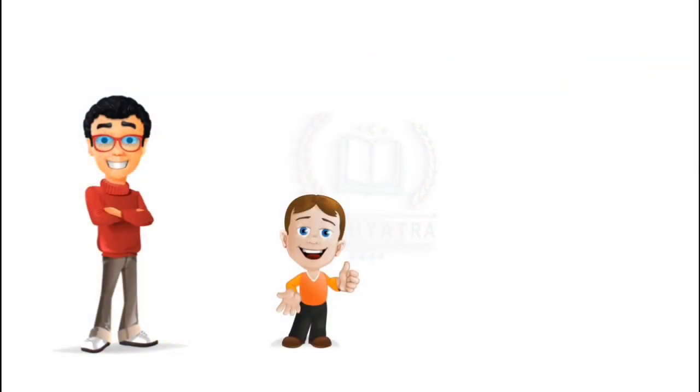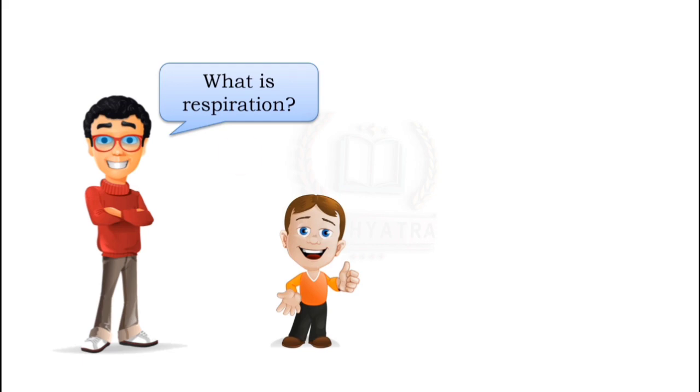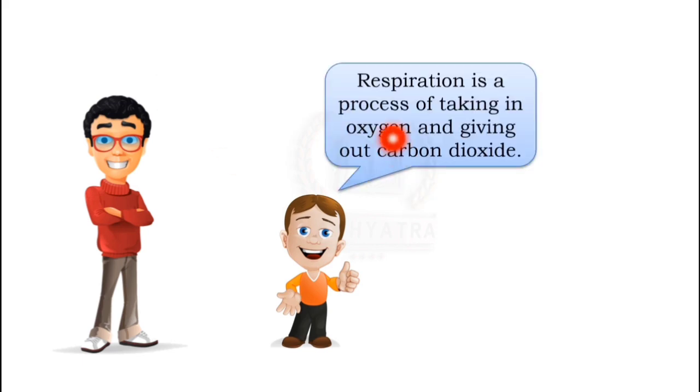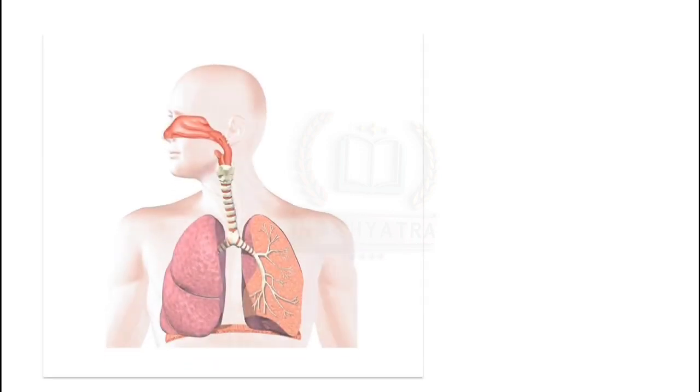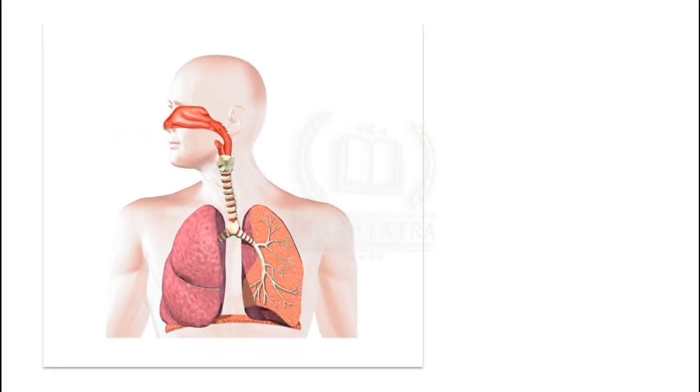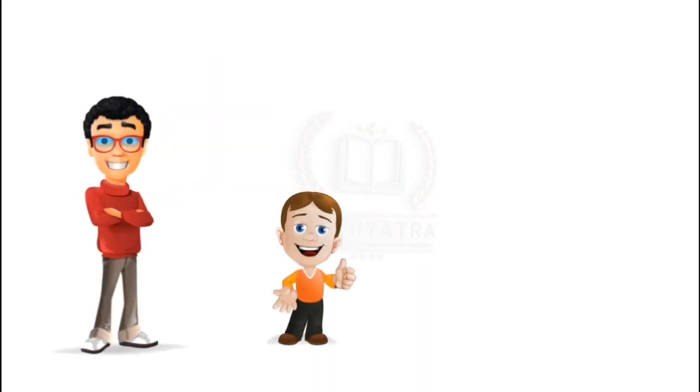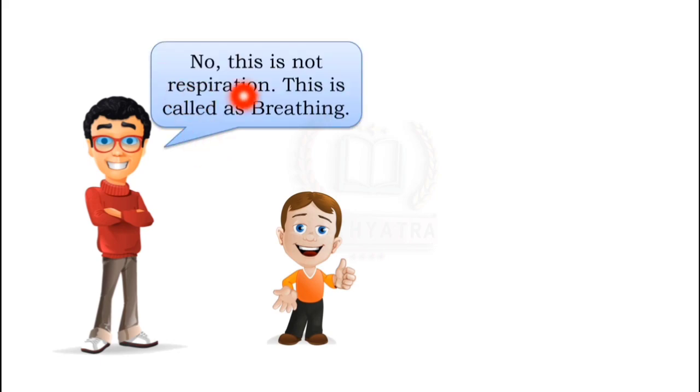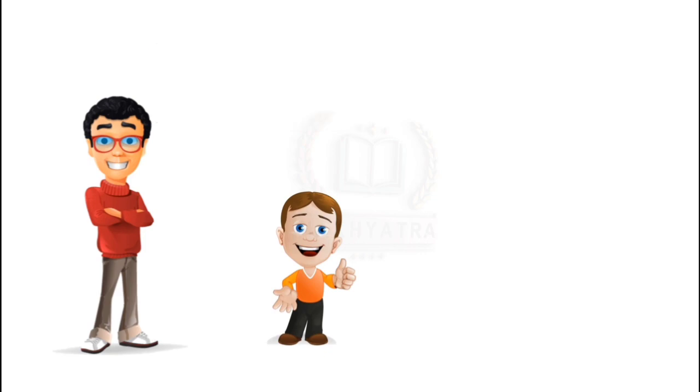We have already discussed nutrition in humans and nutrition in plants. Now let us see what is respiration. What do we mean by respiration? Respiration is a process of taking in oxygen and giving out carbon dioxide. So respiration is where we take in oxygen and release carbon dioxide. No, this is not respiration. This is called breathing. We should not call this respiration; we call this breathing.